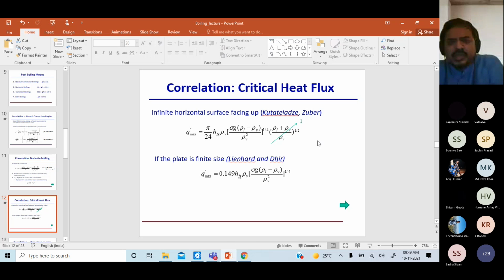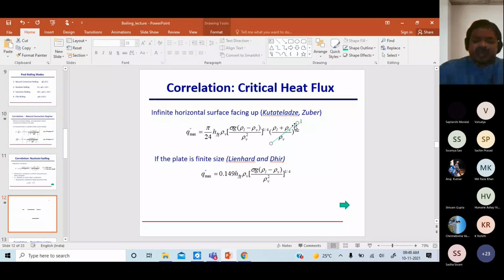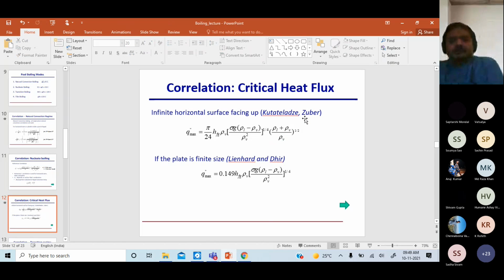Why have I written 1 here? Because it is rho L over rho V. Okay, so let's remove this. I don't know what I was thinking when I wrote this. Okay, so rho L is the liquid density, rho V is the vapor density.